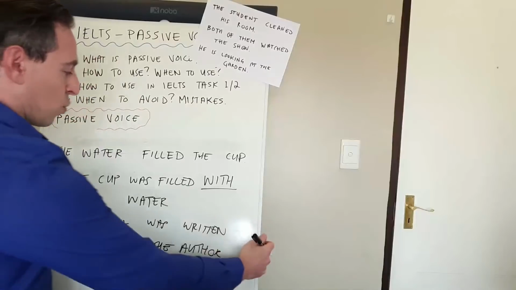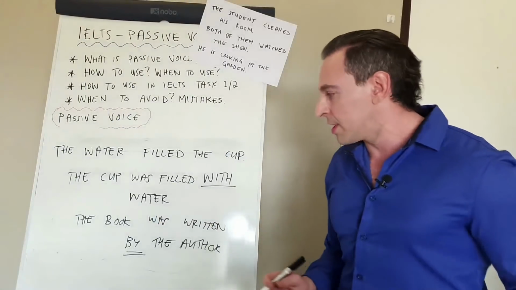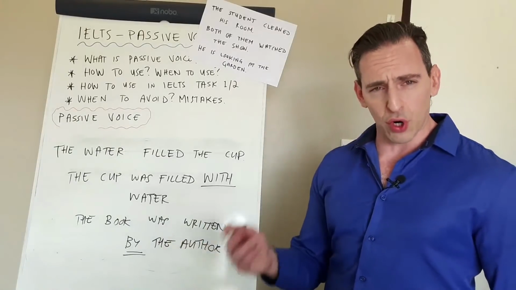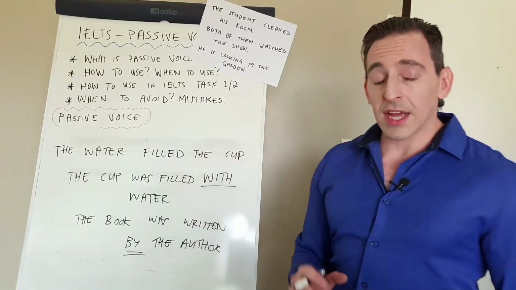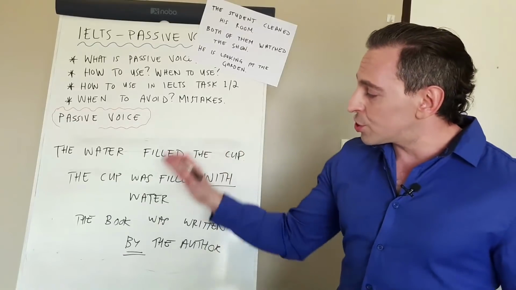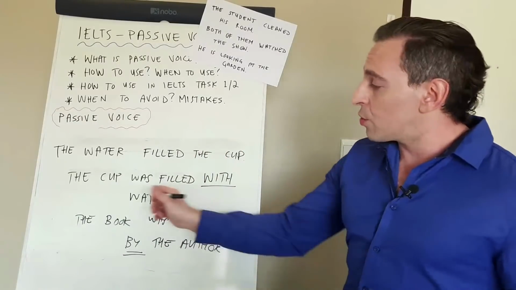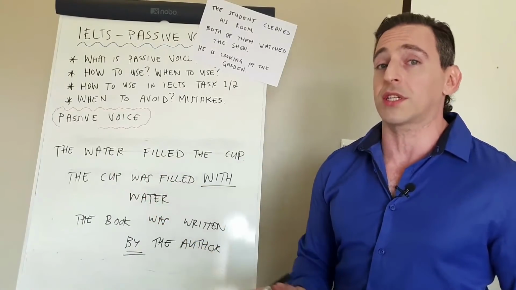So I can't say with the author or in the author or at the author. This is by, because this is a being. It's a person that can do something. So the next mistake, like I said, is to make sure that you check your prepositions. You check what the object is and what the subject is and what can do what.